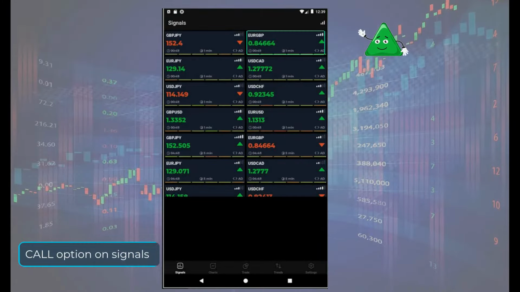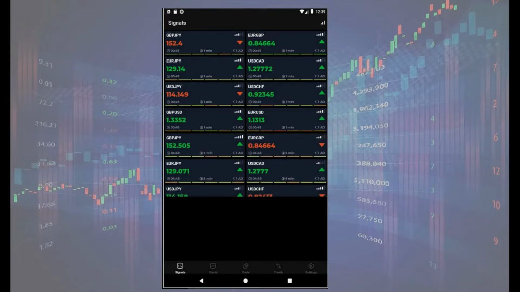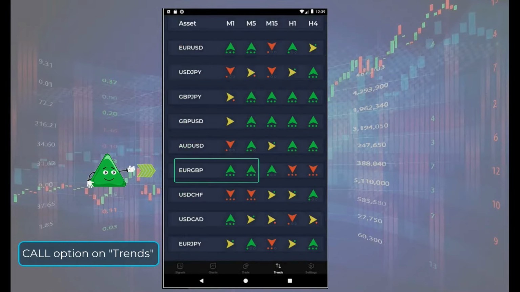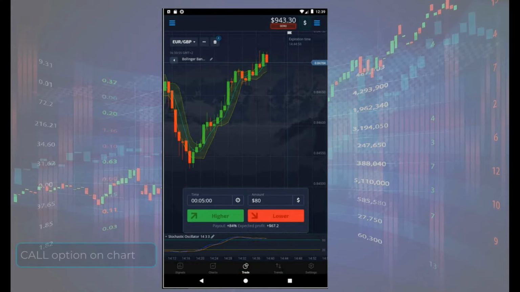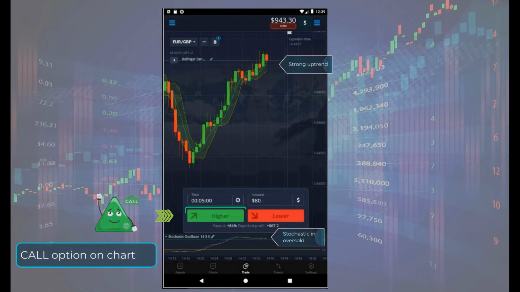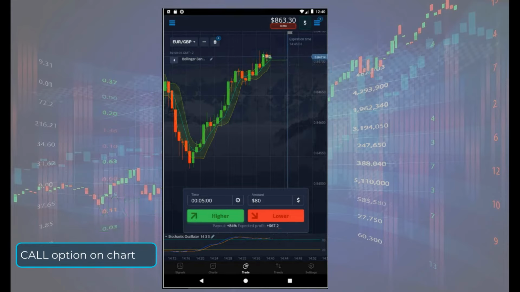The next signal for the euro-pound. Strong enough, look at trends. As for the first option, there is a confirmation of the transaction on the working time frame. On the chart, the trend indicator and the oscillator indicate a strong uptrend, although a brief correction is possible. Open the second call option.